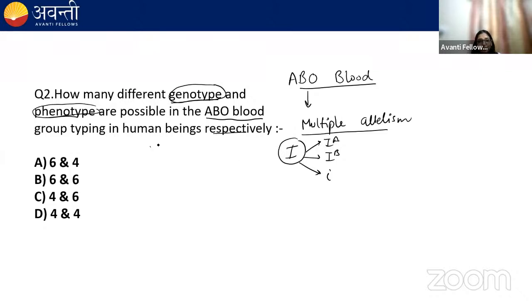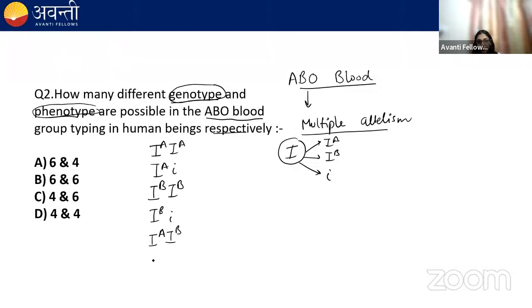So let me just draw the genotype. For example, if the person is having an A blood group, it can have 2 genotypes. One could be homozygous, and one could be heterozygous. If a person is having a B blood group, then it could be having 2 genotypes. One is homozygous, and the other is heterozygous. If a person is having an AB blood group, which is a case of co-dominance, because IA and IB both are dominant. Remember this, beta. If a person is having an AB blood group, that means it will have both IA and IB alleles, right?